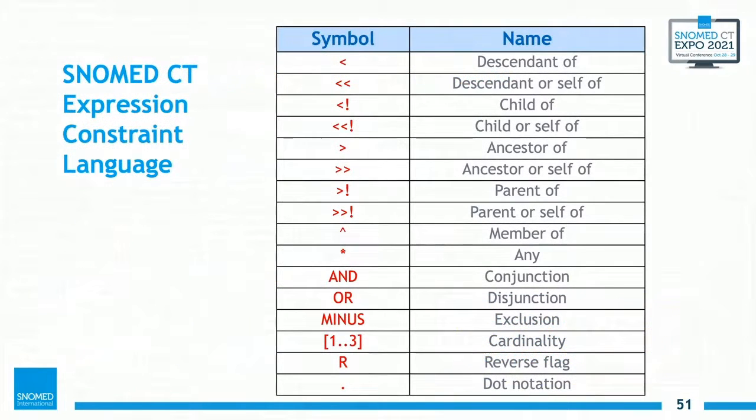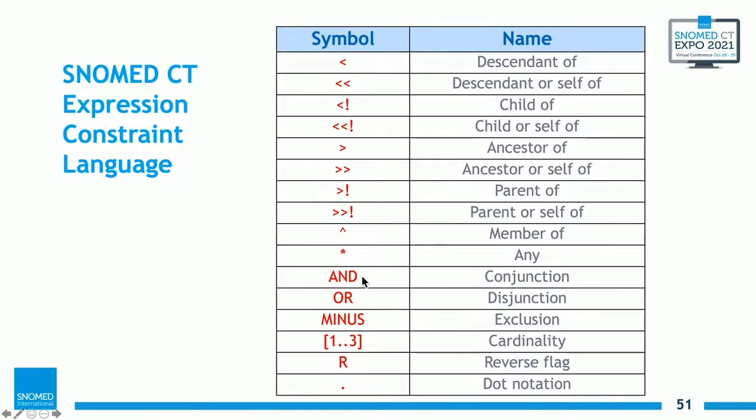The expression constraint language has many other features that you can use to focus on specific content in SNOMED CT. For example, you can find the direct children of a concept using the less than sign with an exclamation mark. You can find the ancestors of a concept using the greater than sign, the members of a reference set using the hat symbol. An asterisk or star can be used to represent any concept in a SNOMED CT edition, and you can use this anywhere in your query that a concept is used.